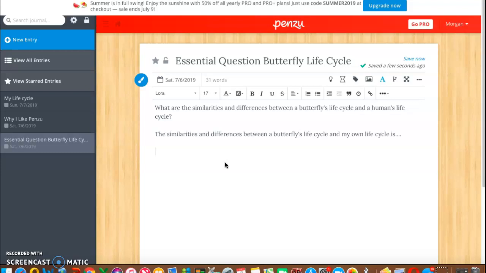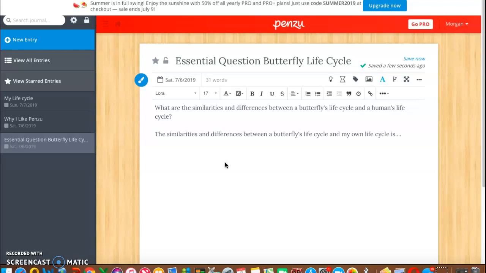And then, I felt like this was a great way to show you guys that it is very easy to formatively assess students using Penzu, and it also is a great way, like I said quite a bit in the videos, to use this tool for cross-cutting concepts.